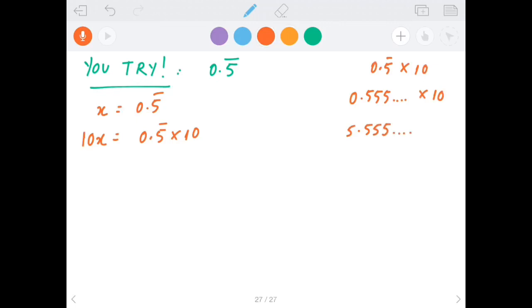There you go. I'm just moving one decimal place. I'm just reiterating this so that your multiplication becomes easy. So this becomes 5.5 bar.